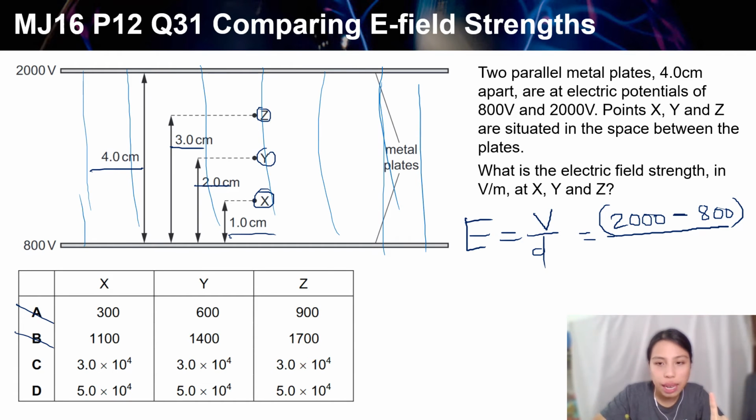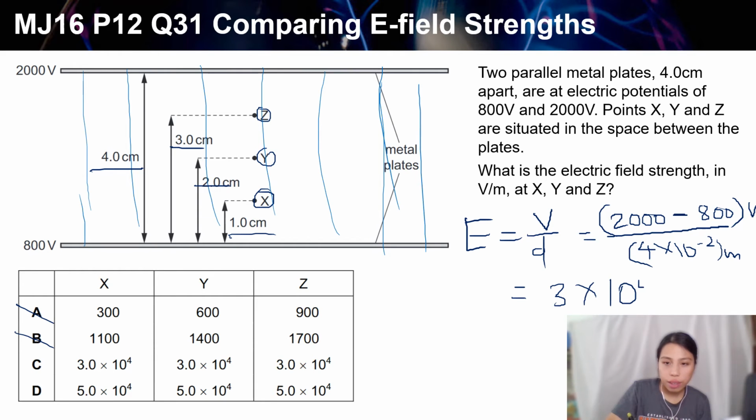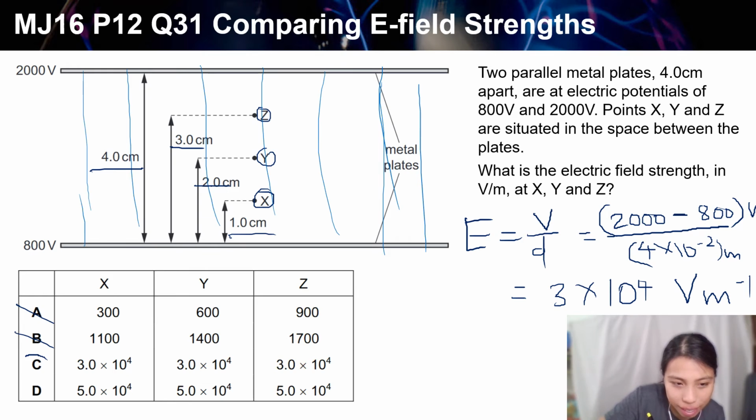But don't just write 4 cm. You need to convert to meters. So 4 times 10 to the negative 2 meters. I should write the top one also in volts. Okay, now we can calculate everything. So 2000 minus 800, over 4 times 10 to the negative 2. That is 3 times 10 to the 4. What shall I use? Volts per meter or Newton per Coulomb? Let's use volts per meter here, since we already use volts per meter. So here the answer will be C, not D.